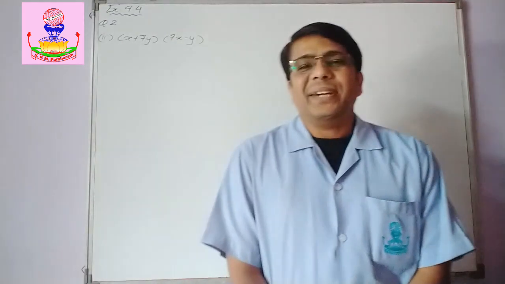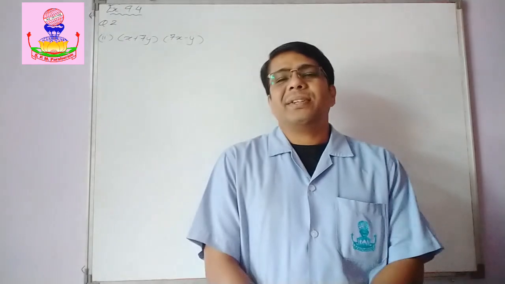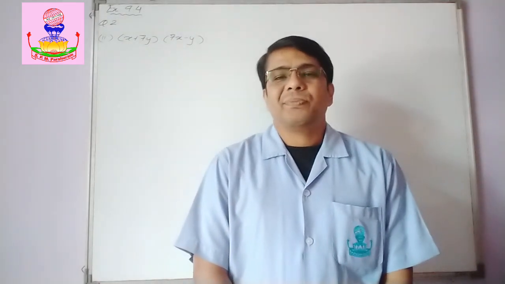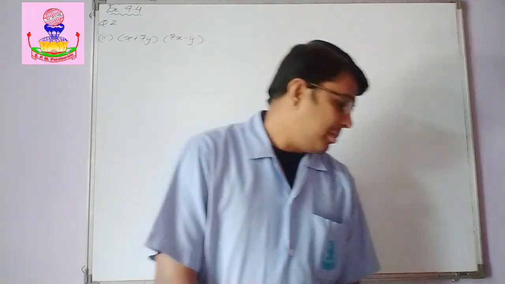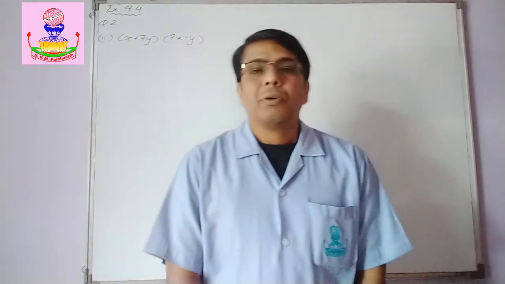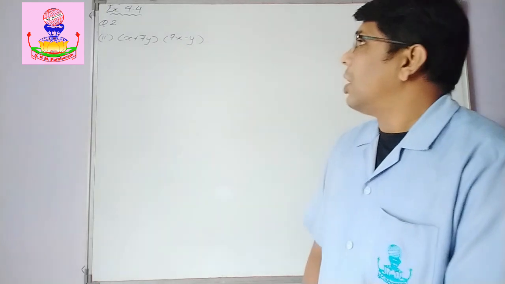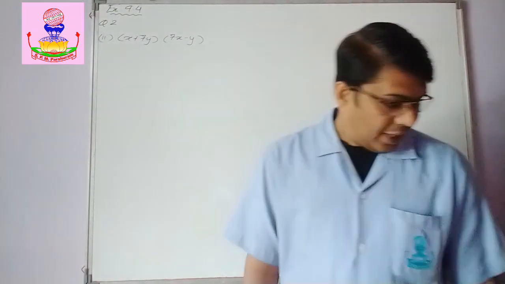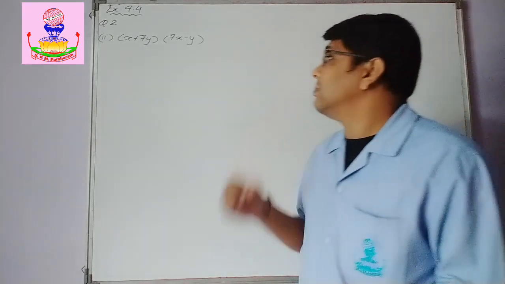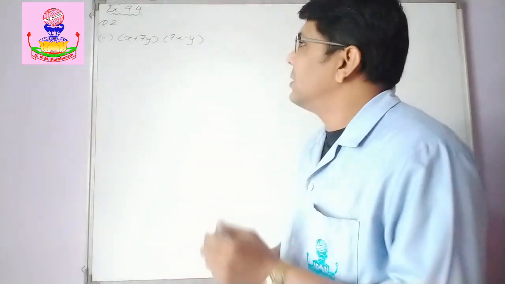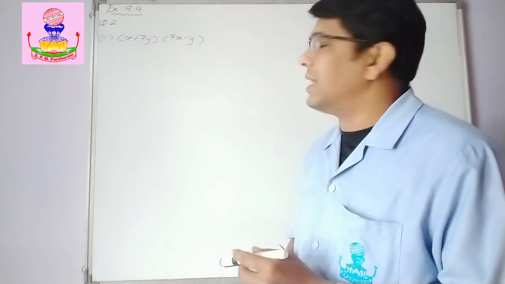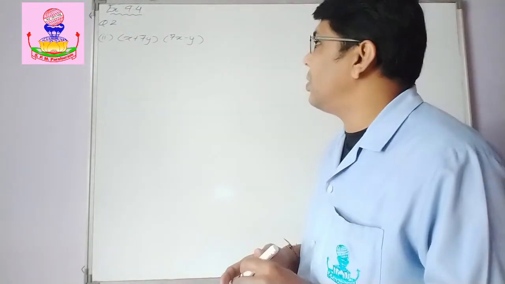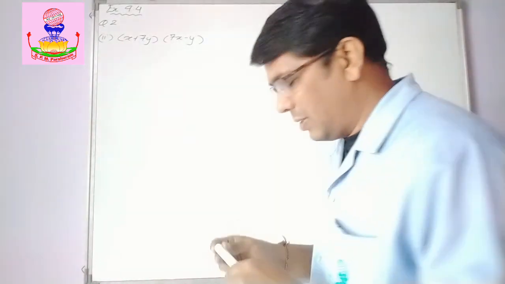Now last time we have seen question 1 of exercise 9.4. So now question number 2. Find the product of exercise 9.4. So I have written the second example, x plus 7y into 7x minus y. So multiplication of a binomial by a binomial, right?